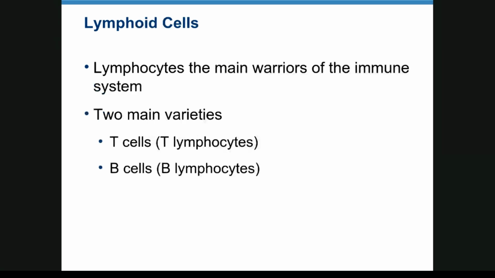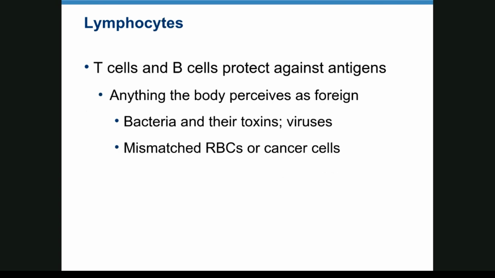Okay, lymphoid cells. The biggest deal cells are the lymphocytes. And we have two varieties, T lymphocytes and B lymphocytes. We call them T cells and B cells, but they're all lymphocytes. And they fight against antigens, which are bad guys. Anything that is foreign, does not have the name tag of the human or of the organism. If it does not have self markers, it's got to be foreign markers.